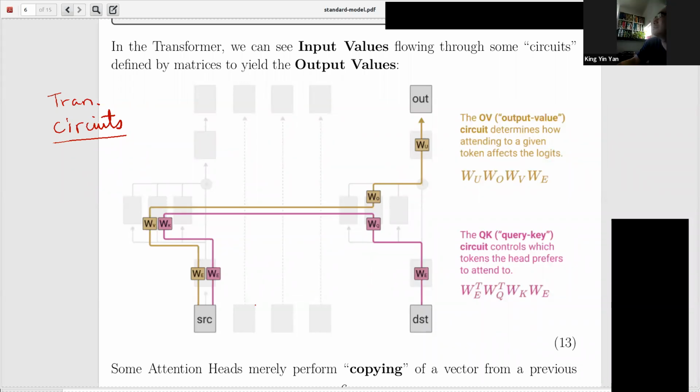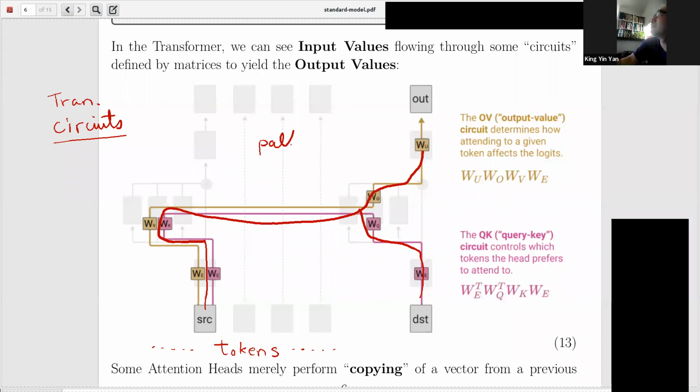So there are many tokens here. All these tokens, but you see only these two paths are selected, and the other paths have no function. They are not doing anything.